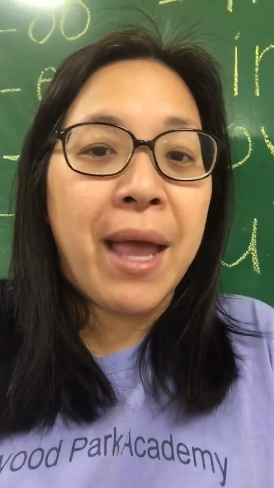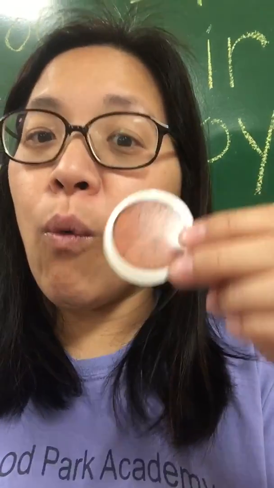Okay, and then when we see pennies, this is a penny, remember that? Copper brown and worth what? 1 cent. And so when we see a penny, we count by 1. Very good.